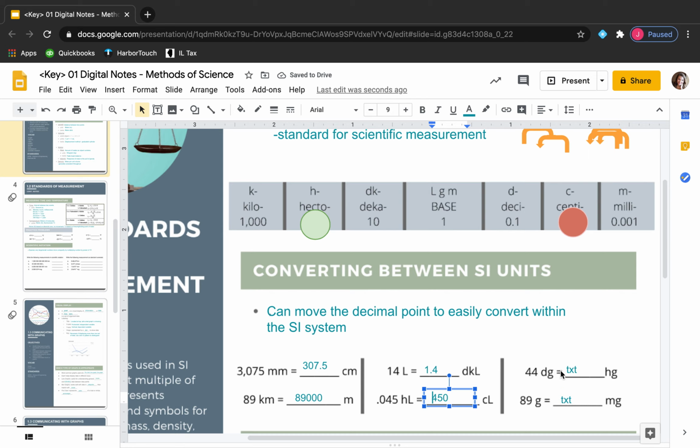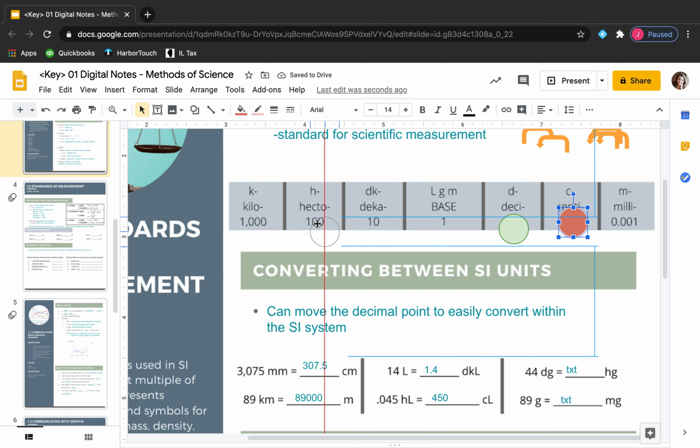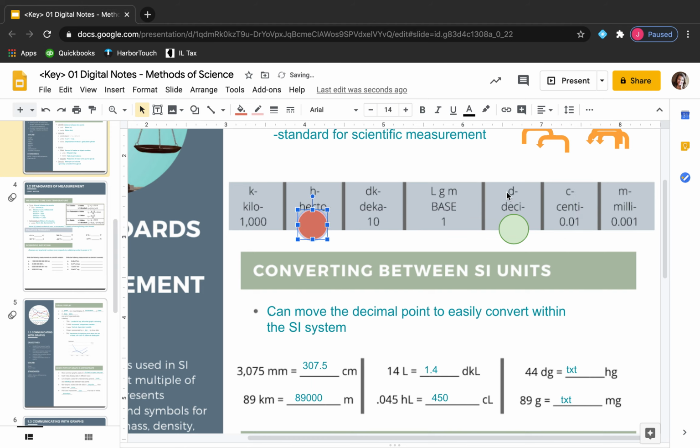Okay, for the next one, start at DG. So D is our decigram, and we're going to hectogram. So ending on hecto, we're going to jump 1, 2, 3 to the left. Okay, start at your decimal point. We don't have one, so it's at the end of the number. So we're jumping 1, 2, and then we're going to jump one more time to get 3.